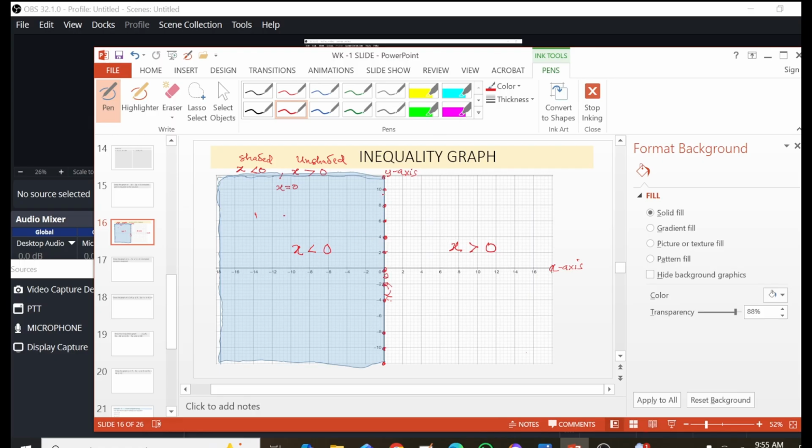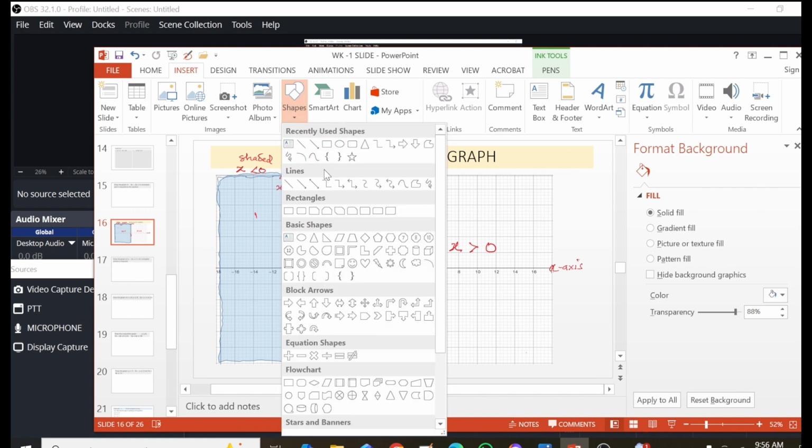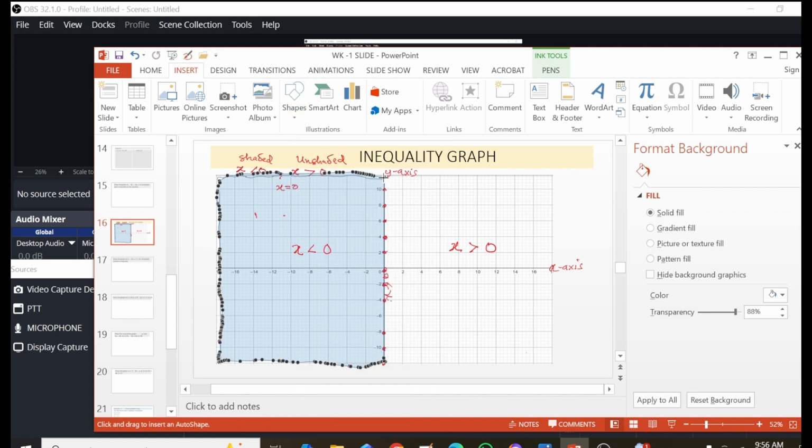But you can see that at that point, if it's strictly greater than or less than, whichever you want to show, the line you will use to represent that point should be a dotted line, a broken line. So we can use a broken line like this. Let's use a broken line for that y-axis.